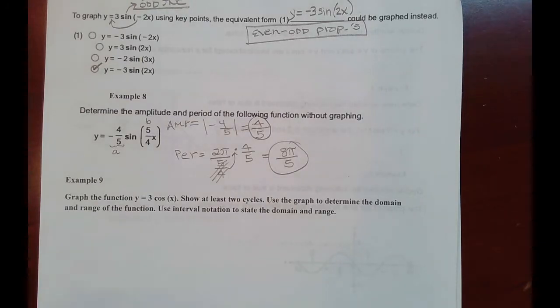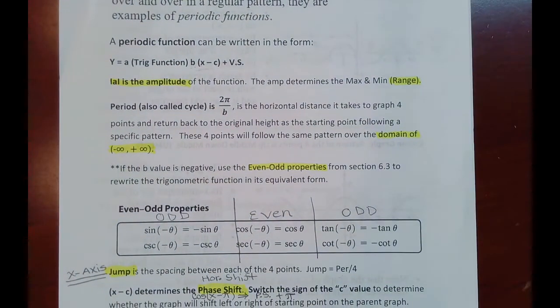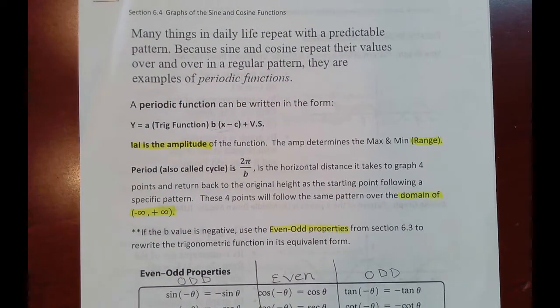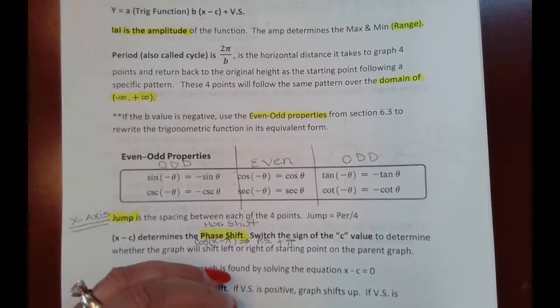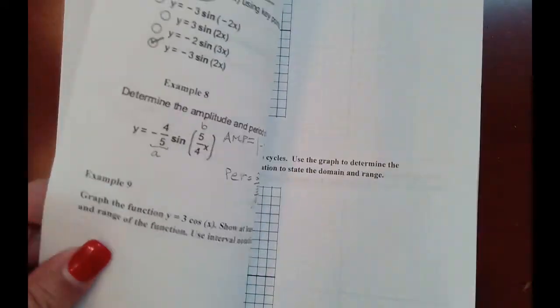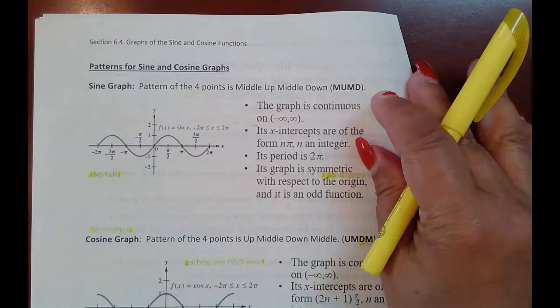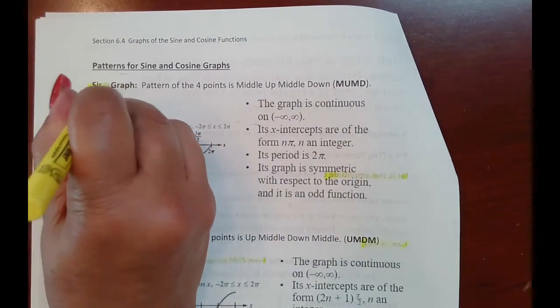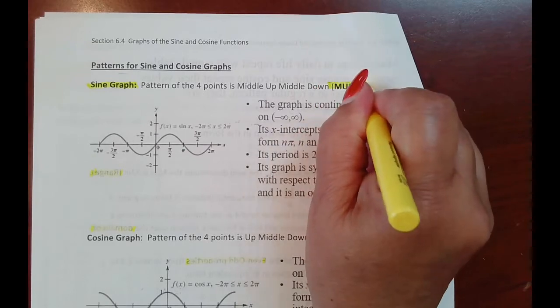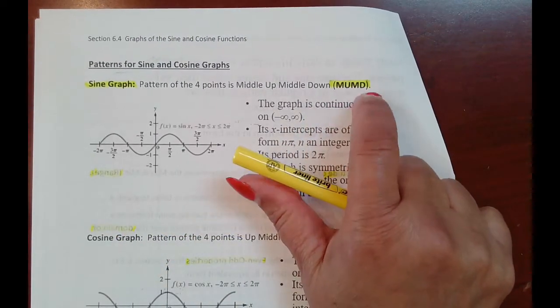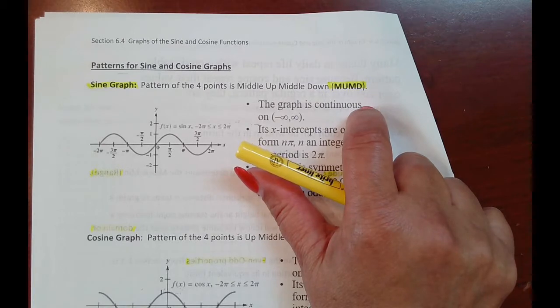Let's review those patterns before we get started, because we've already been going over amp and period quite a bit in the examples that just happened. Let's see, where was this stated? Might be on this page. Okay, so right here are the patterns. This is the pattern for the sine graph. For the sine graph, you're going to be using MUMD. That's middle up, middle down. That's going to be the pattern.